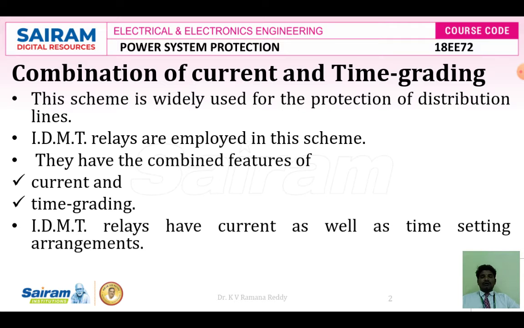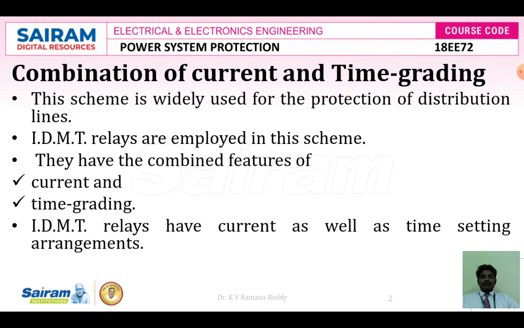Now we are going to discuss a hybrid system which is called the combination of current and time grading system. This scheme is widely used for the protection of distribution lines, and IDMT relays are employed in this scheme. They have the combined features of both the current grading system and the time grading system. IDMT, inverse definite minimum time, relays have current as well as time setting arrangements.